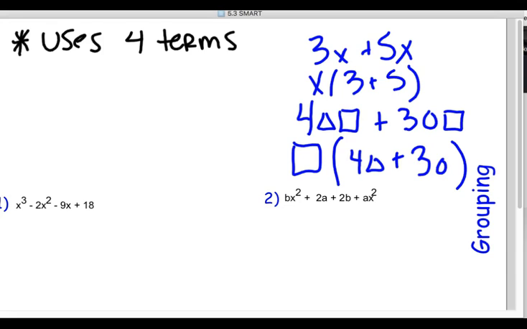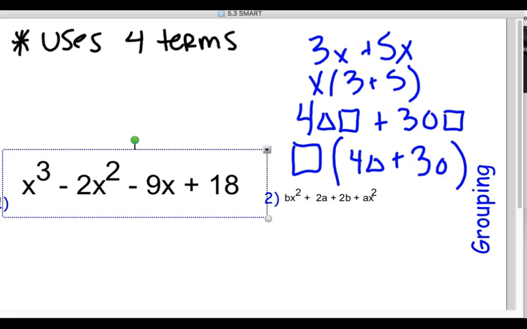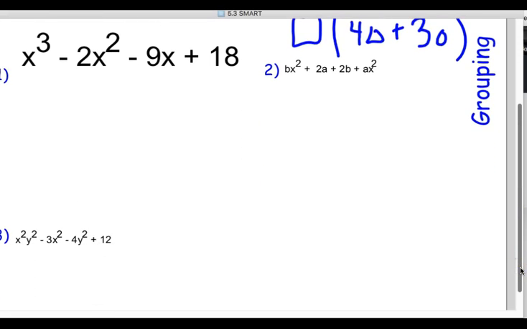So when you take something out, you can take out anything that they have in common. What grouping is, you're not necessarily taking out a number or a variable, you're taking out a whole chunk. You're taking out an expression. We'll do 3 examples like this. First one is right there. Factor by grouping has to be our option. It's 4 pieces long. There's no greatest common factor between all of those, like 1, 2, 9, 18. Can't take anything out of the x's. So factor by grouping is the only thing that could work.